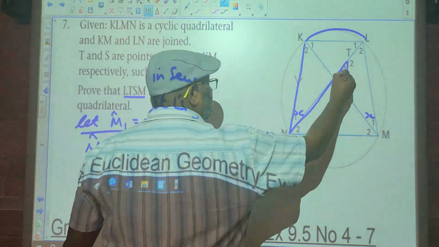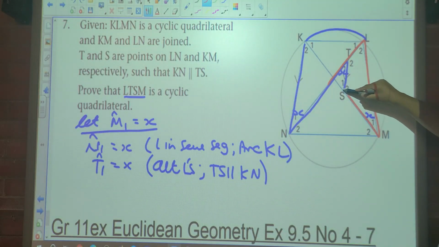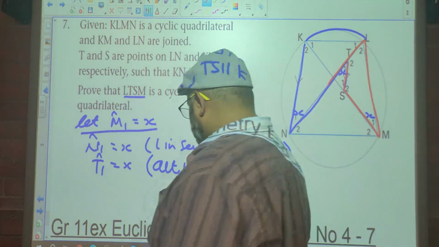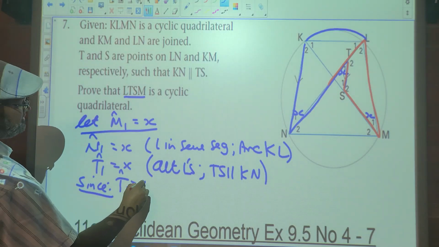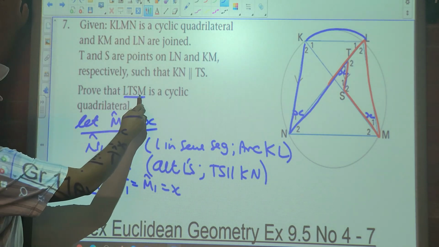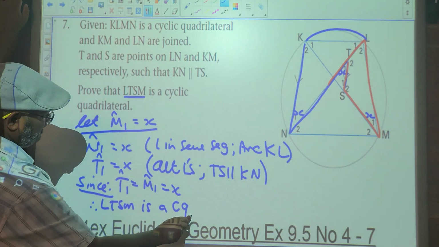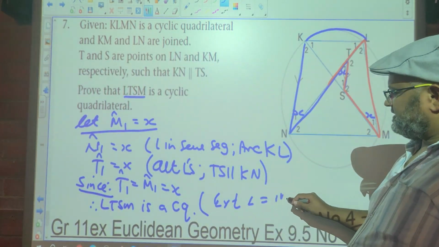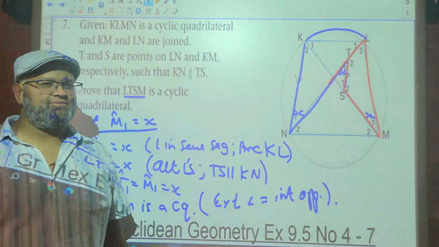So hang on. What do we notice now? Since T1 is equal to M1, we state the obvious. Since T1 is equal to M1, which is equal to x, therefore, we answer the question, LTSM is a cyclic quad. Why? Exterior angle equals the interior opposite. And there we go. Job done.